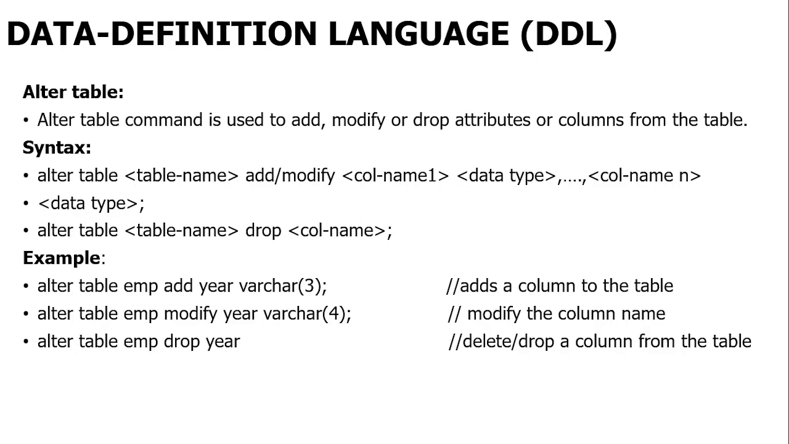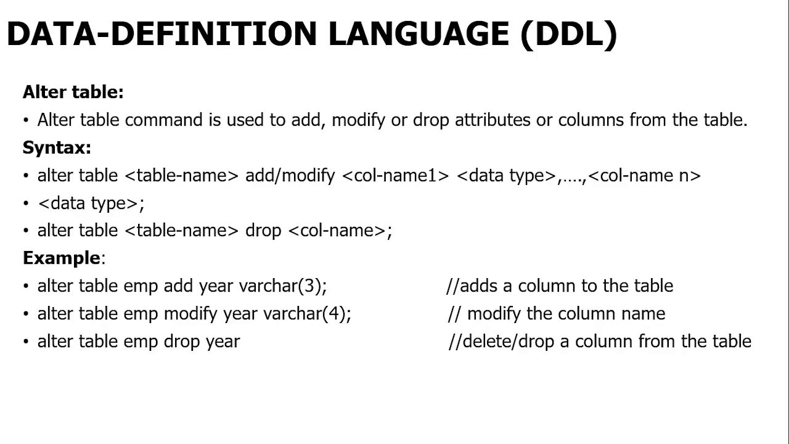So alter table, table name, add or modify column name 1 data type, and it goes till column number n. Then if you want to drop, alter table, table name, drop column name. In the first example it adds a column to the table. So alter table emp, add year varchar of 3.